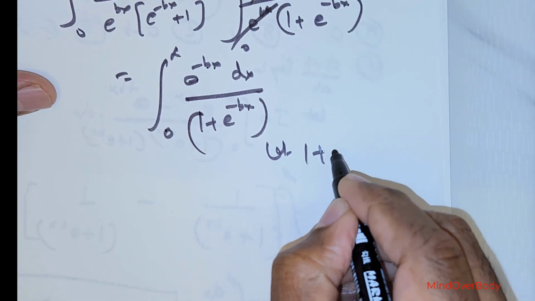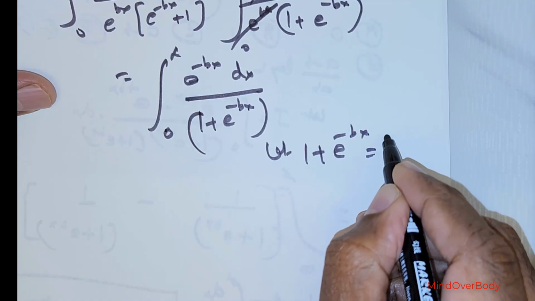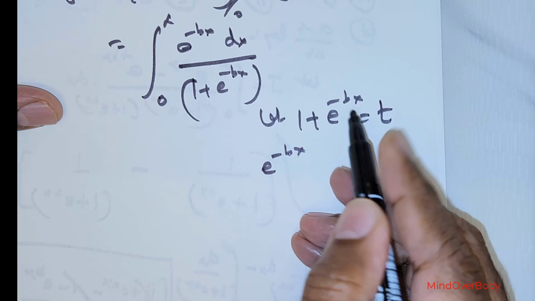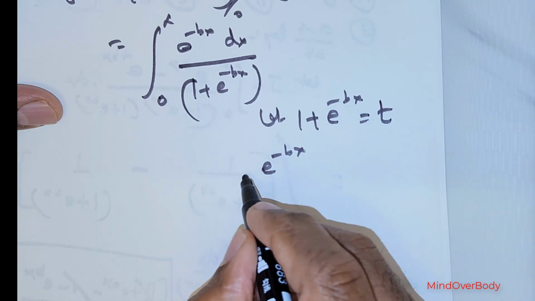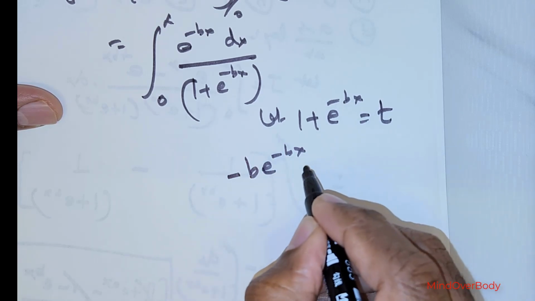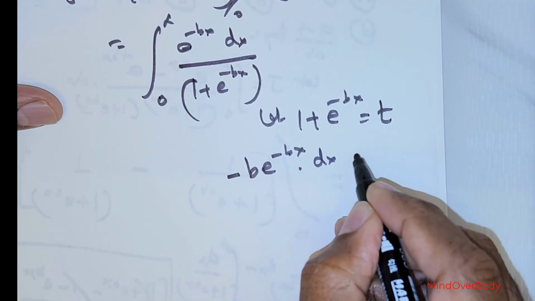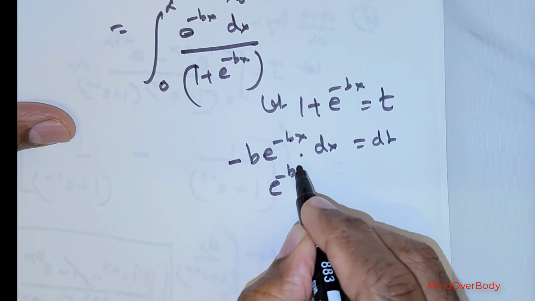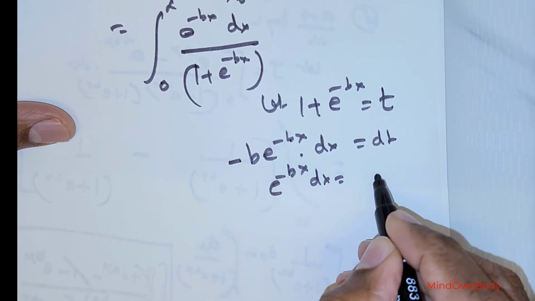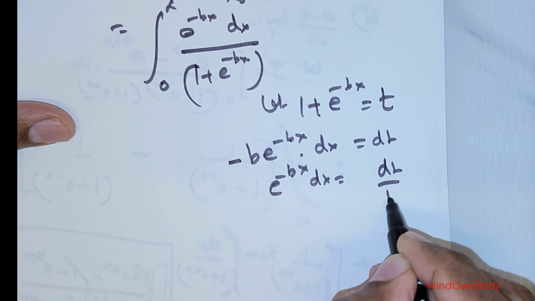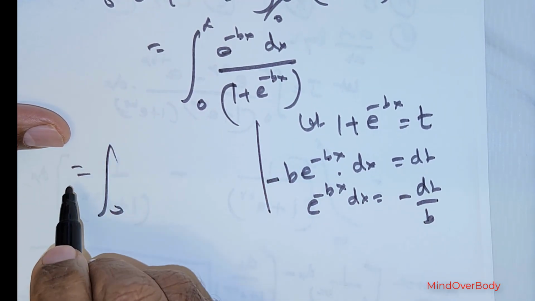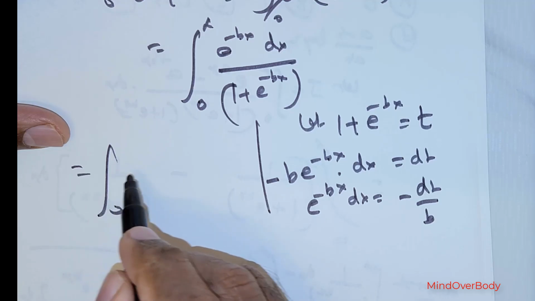Now let me take 1 + e^(-bx) to be t. I differentiate, and I get e^(-bx) times the differentiation of negative bx, which gives me negative b, times dx, is equal to dt. I don't have a negative b, so I just have e^(-bx) dx. So I'm going to push this as dt over b with the negative sign. So this is going to be, I'm not going to do anything with the limits.